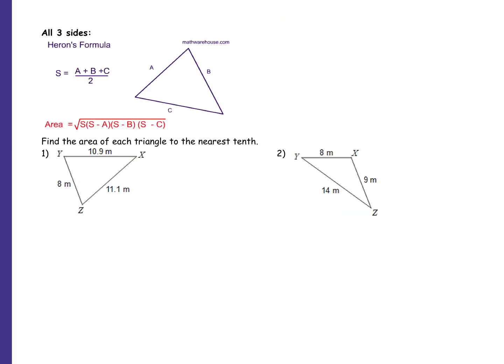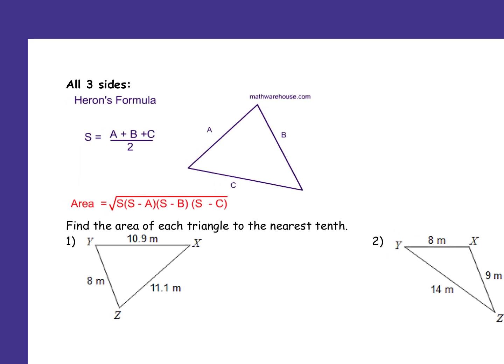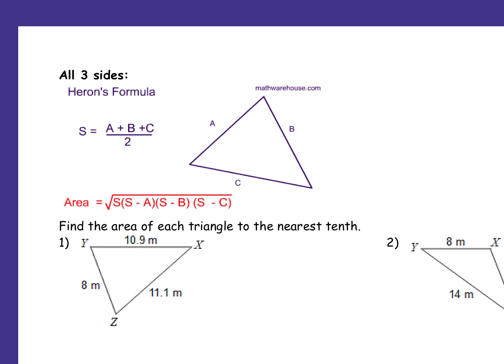Okay, so let's go to the next one. This one is called Heron's formula. This is if I don't know any of the angles and I just know all 3 sides. It's a little more complicated, but not by much. So the area equals the square root of S times S minus A times S minus B times S minus C. And A, B, and C are my sides.